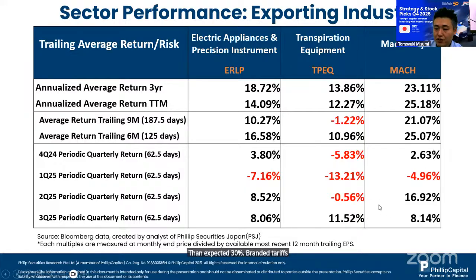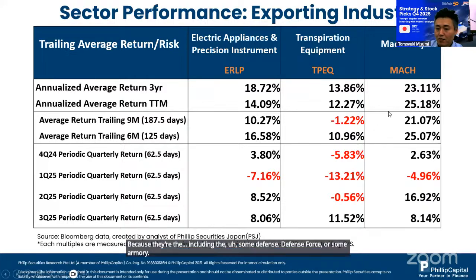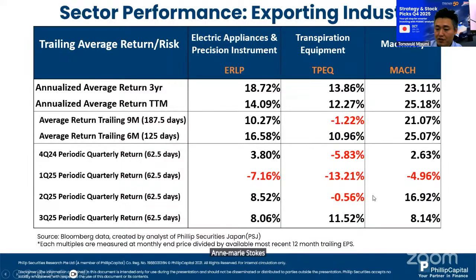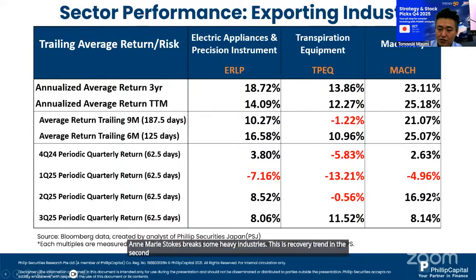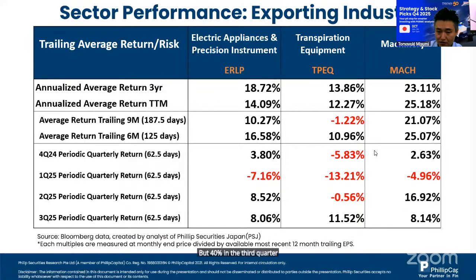Machinery is also on a recovery trend, and it's performing very well because they include some defense or armory stocks, like some heavy industries. This is a recovery trend in the second quarter, and also a growth trend, and stable at 8.40% in the third quarter of 2025.